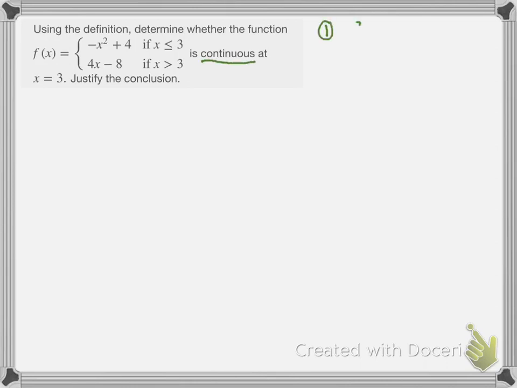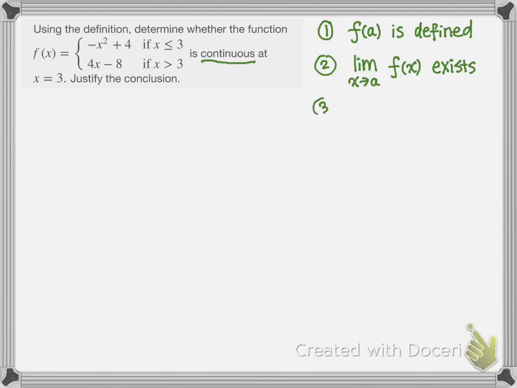Number one, f of a, so the function is defined at that point. Number two, the limit as x approaches a of f of x exists. And number three, the limit as x approaches a of f of x will equal f of a. So these are the three things we need to check for continuity.